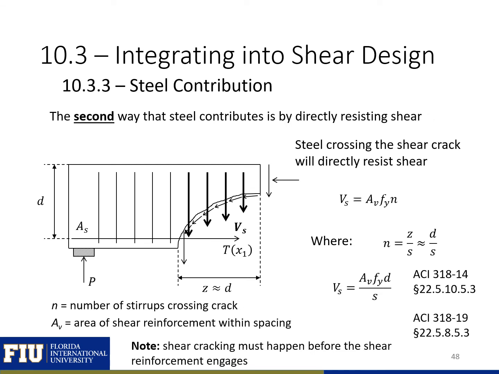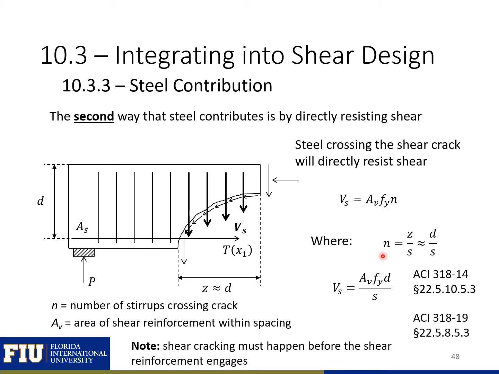The second way that steel contributes is by directly resisting our shear. Steel crossing a shear crack, so all of these stirrups crossing the crack, are going to directly resist our shear. So we can find our shear by taking the area of a stirrup times Fy, the yield strength of the stirrup, times N, the number of stirrups that are crossing a crack.